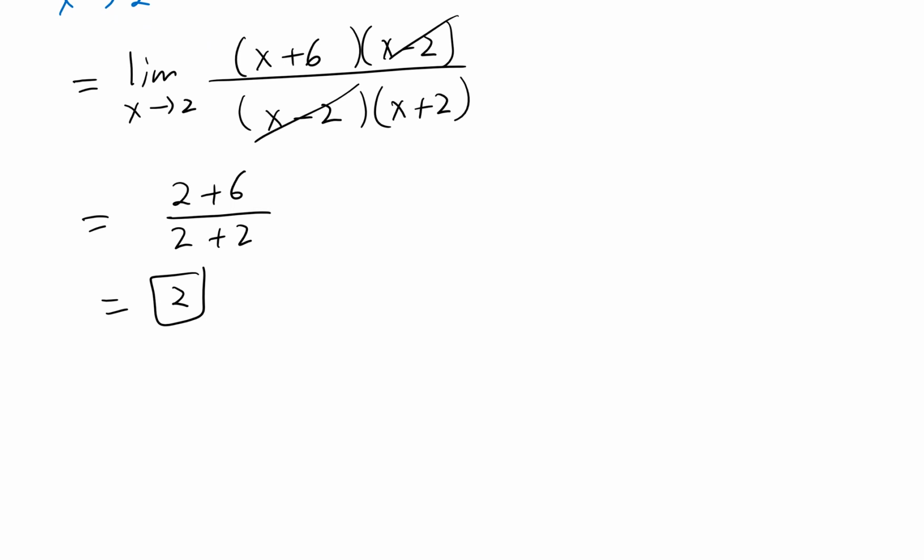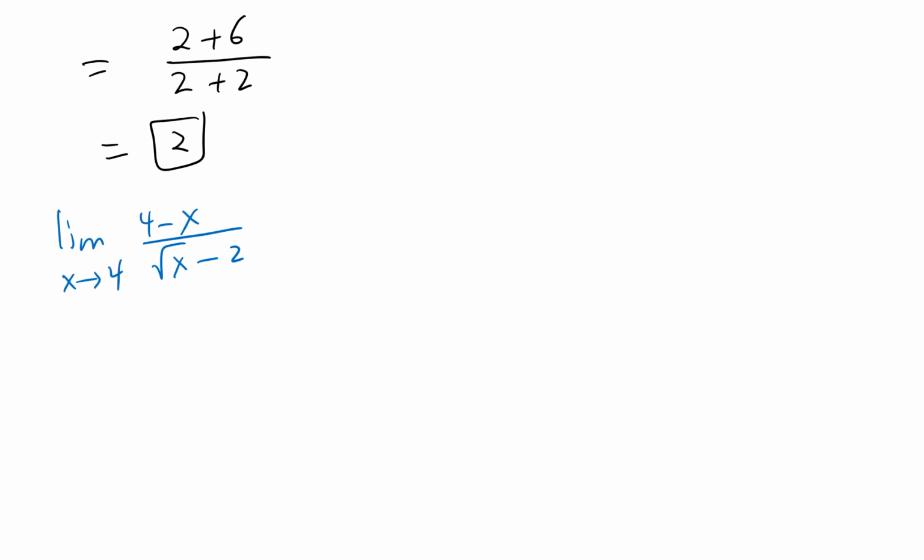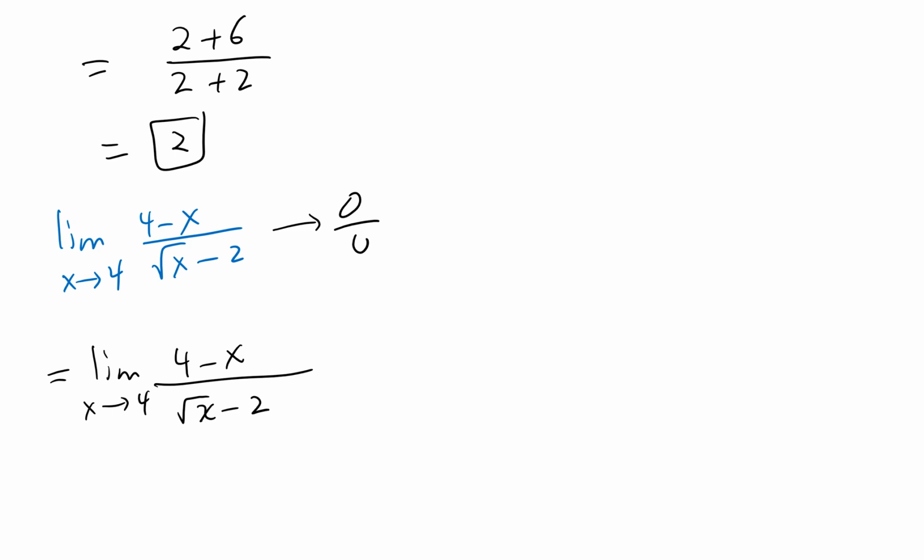Next one. The limit of 4 minus x over the square root of x minus 2 as x approaches 4. Again, this will go to 0 over 0. What can we do next? Well, we can factor here, let's say. What can be another trick? Another trick is to rationalize the denominator. Rationalize, what does that mean? We multiply by what we call the conjugate: same denominator, switch the middle sign.